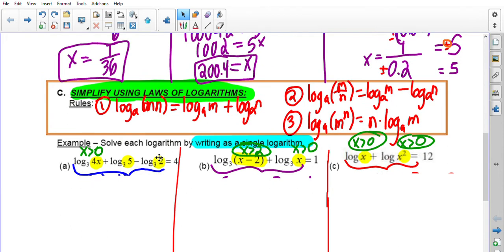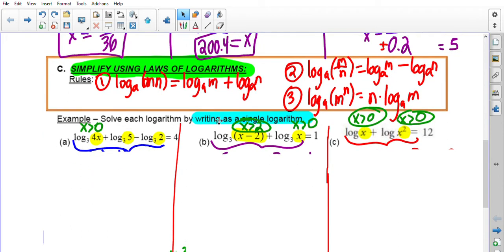All right, so let's see what happens here. It says solve each log by writing as a single logarithm. When they say write as a single log, that is a huge hint about your log laws here. At some point you are going to have to go from this to this, from right to left, and from right to left again. So as we go through, we have log 4x plus log 5 minus log 2, and they're all to the base 3. So I can use my log laws to combine this side as a single logarithm.